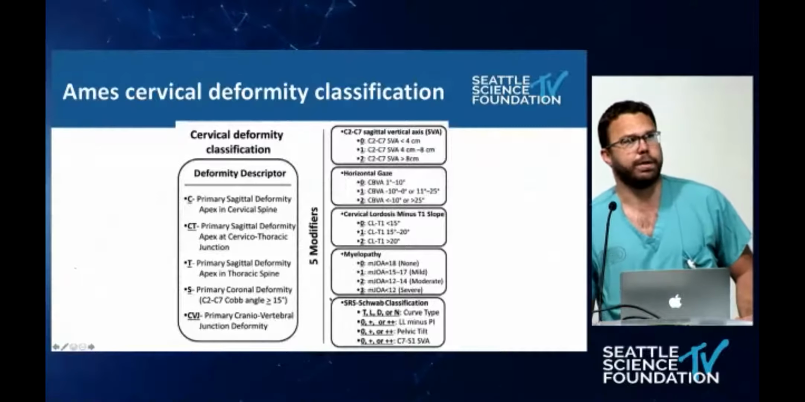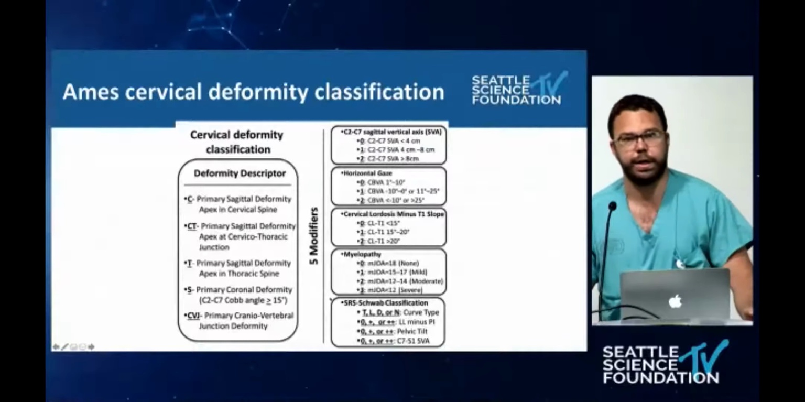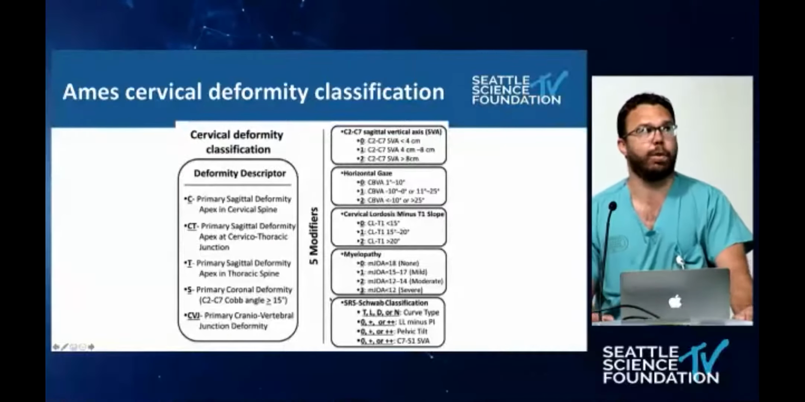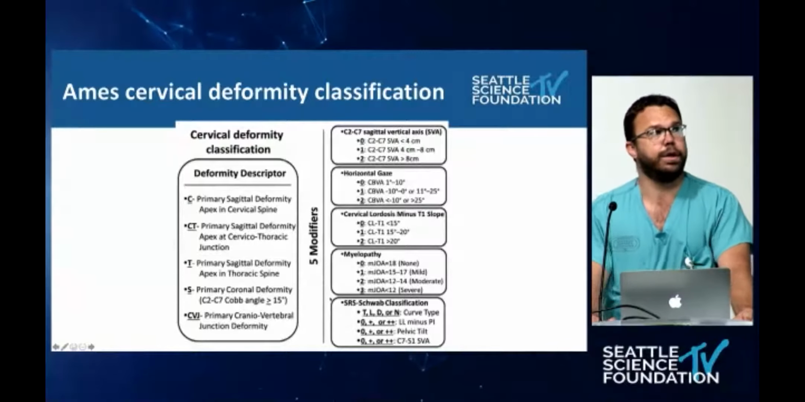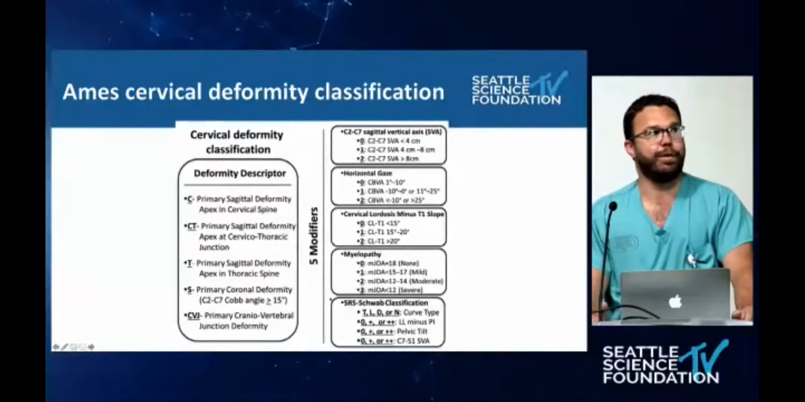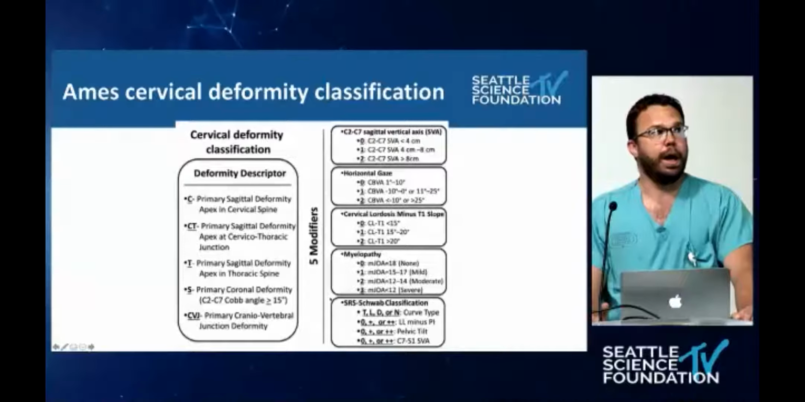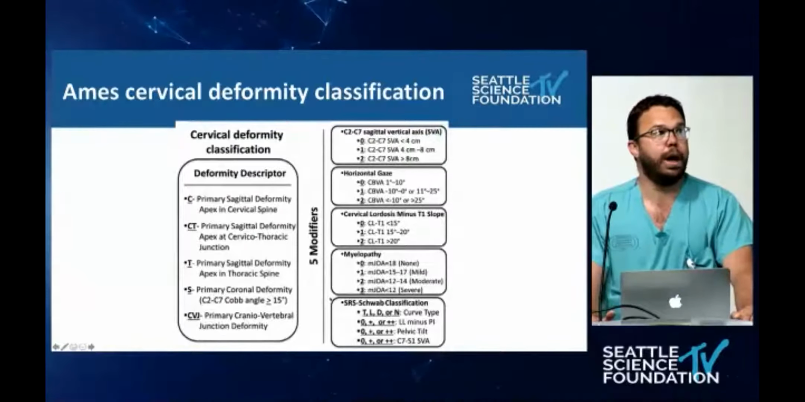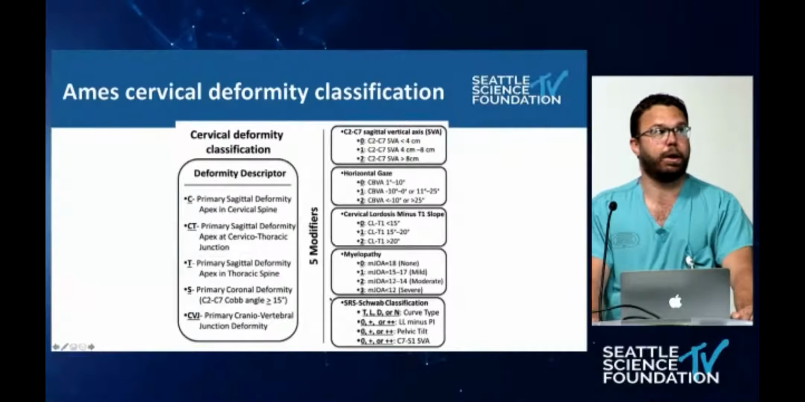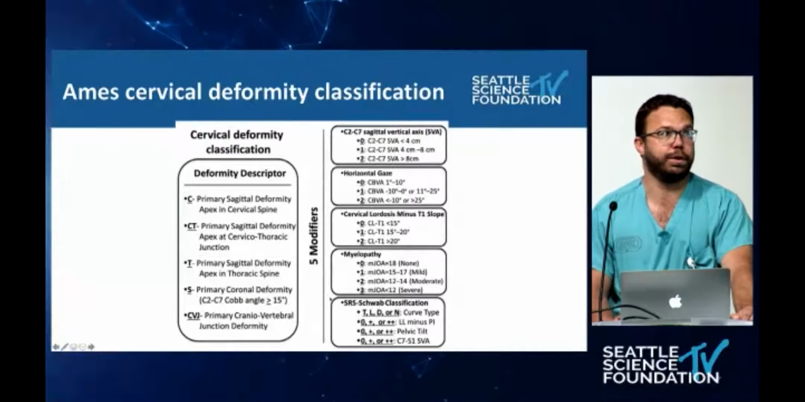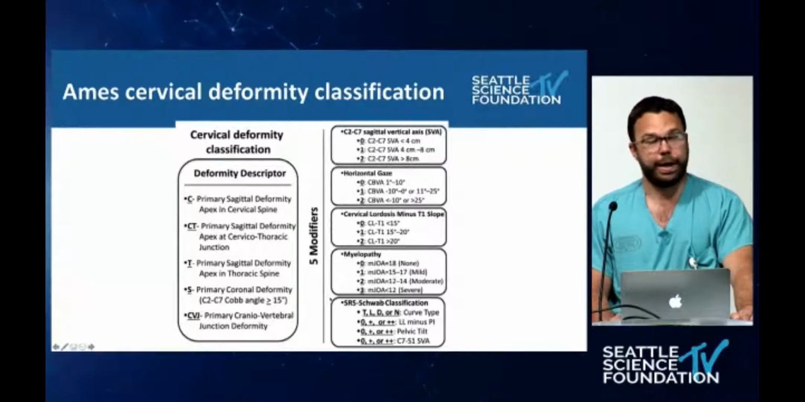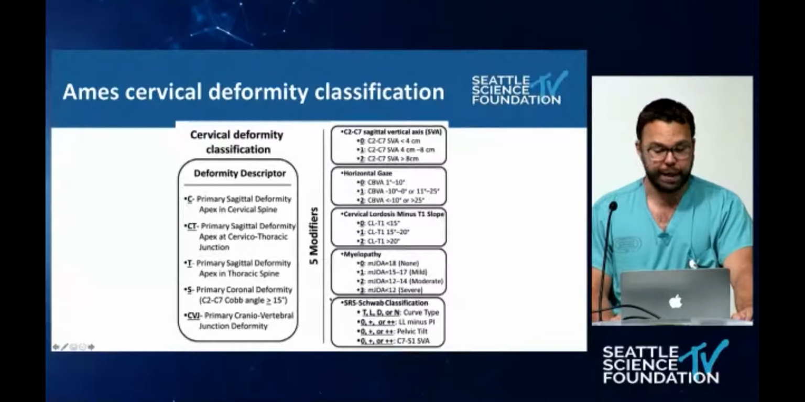And about several years ago, Dr. Ames and the ISSG published the AIMS cervical deformity classification. I'm not going to go into this in detail, but it has a deformity descriptor as well as some modifiers. The primary descriptors are sagittal deformity, apex in the cervical spine; primary sagittal deformity, apex in the cervical thoracic junction; sagittal deformity in the thoracic spine; coronal deformity; and then cervical vertebral junctional deformity. And the modifiers are on the right, which really don't have any implication in this paper, so I won't go over them.